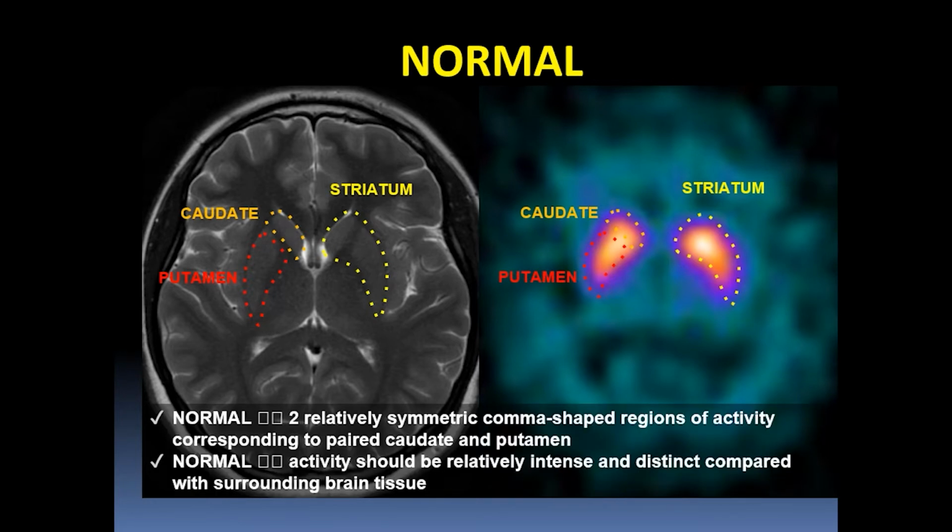So again, what you're looking at for a normal case is symmetric comma-shaped regions of activity that are comprised of the caudate and putamen and should be relatively intense and distinct compared to the surrounding background. I'm going to keep emphasizing that because when you come across challenging cases, that rule of intense uptake compared to background is something you'll see violated.